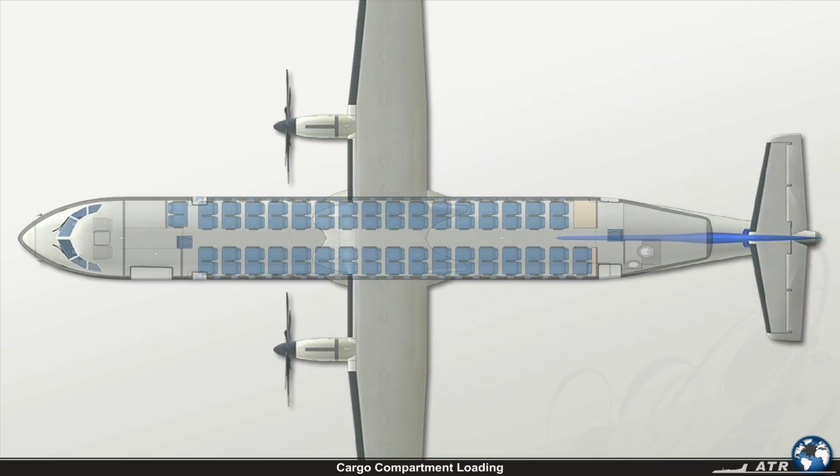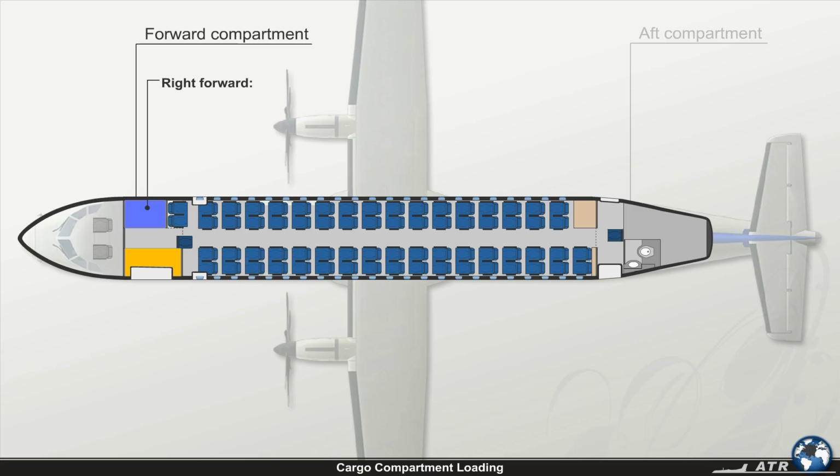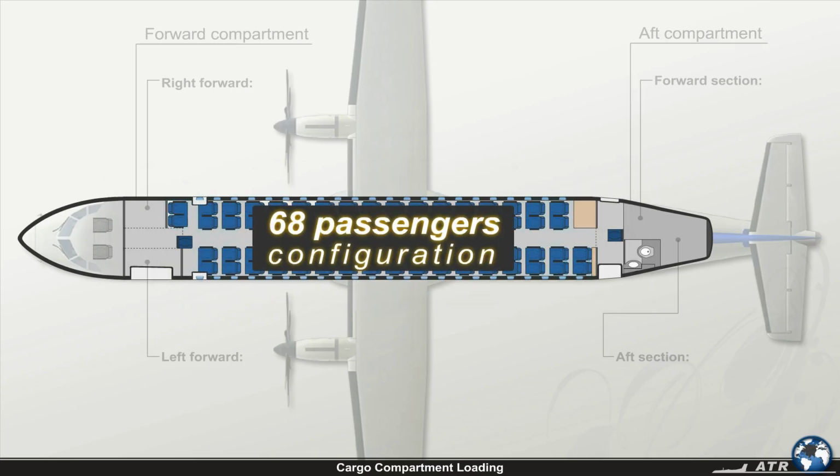The ATR-72 has 2 cargo compartments, one forward and one aft. Moreover, the forward cargo compartment is divided into the right forward compartment and left forward compartment. The aft compartment is divided into 2 sections, forward and aft. Depending on the number of passenger seats installed, the maximum load in each cargo compartment varies. In a 68-passenger configuration, for example, the following applies.